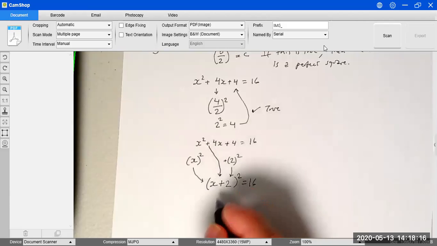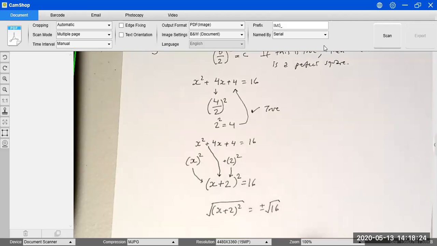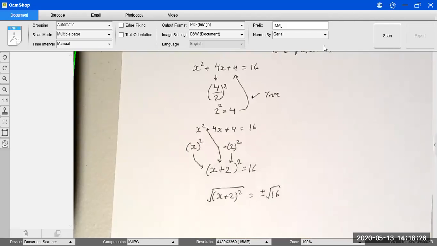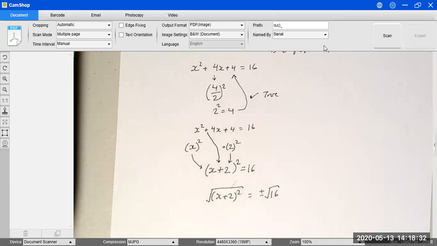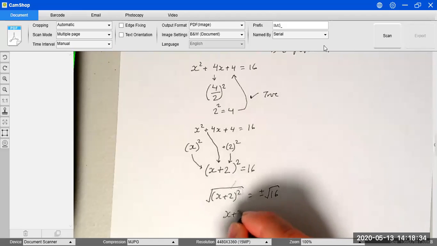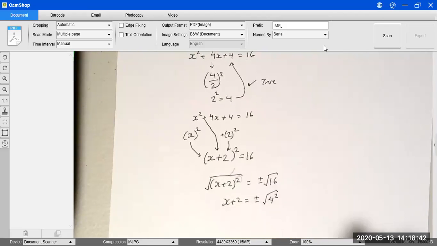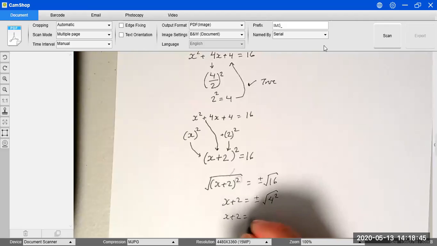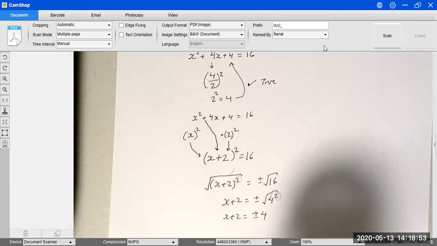So we're going to be able now to take the square root of that perfect square and also the square root on the right hand side. So you can cancel now this radical sign and this exponent. So we're going to get x plus 2 equals plus minus. And 16 is another perfect square. It's just 4 squared. So we can write now x plus 2 equals plus minus 4 because the exponent and the radical sign cancel each other.